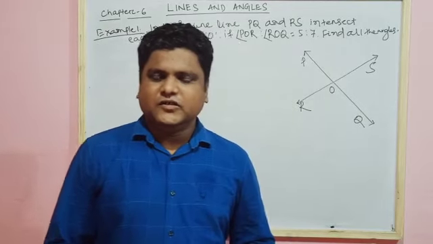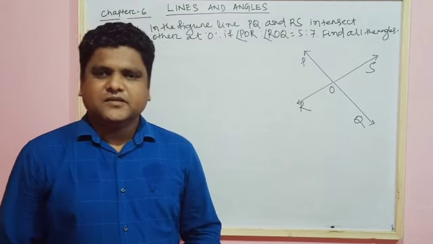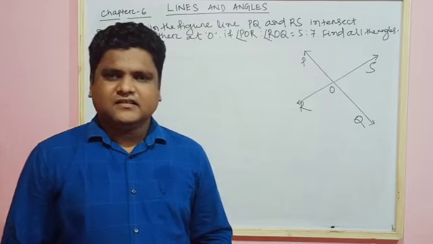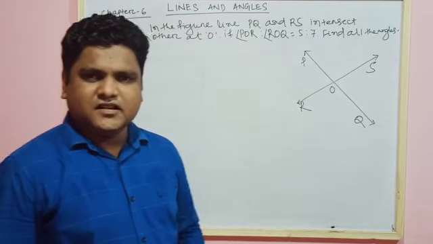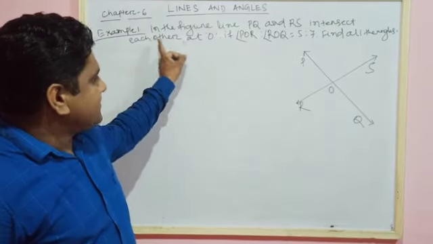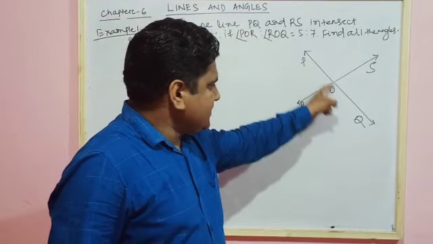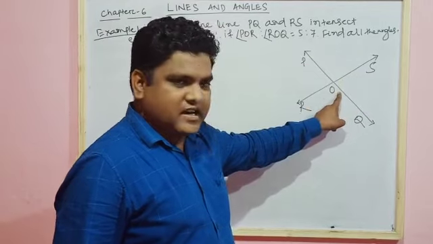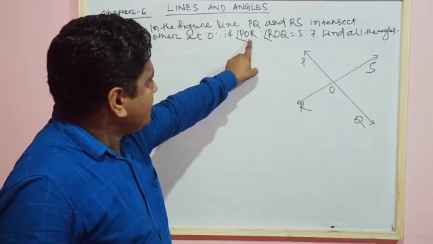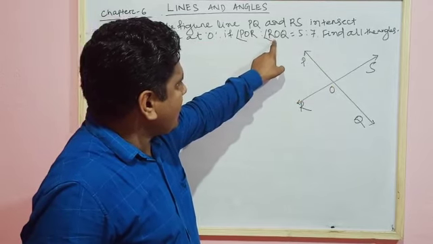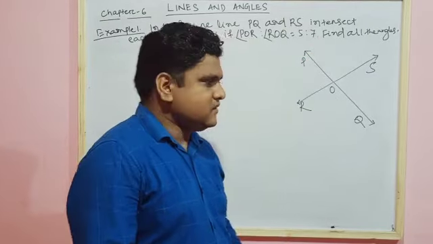Everything you can get here according to the new syllabus for the academic year 2020-21. In your NCERT book, chapter 6 is Lines and Angles. Let's take some examples from this chapter. The first one is example 1. The question is: in the given figure, lines PQ and RS intersect each other at O, and if the ratio of angle POR and ROQ is 5:7, then find all angles.